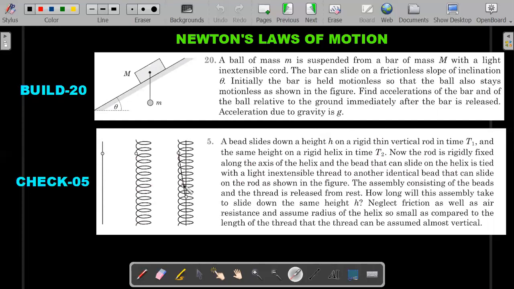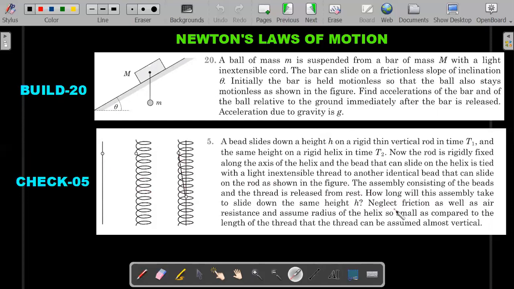So two beads are tied to each other, and one bead is supposed to move only along the vertical rod that's fixed, and the second one is supposed to slide along the helix. So now this is a constrained, or connected, type of motion that is going to happen. Like a combination of case 1 and case 2 is case 3, and the thread is kept. The assembly consisting of the beads and the thread is released from rest. How long will this assembly take to slide down the same height h?